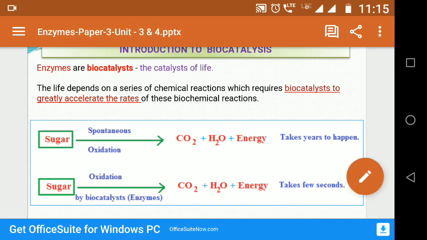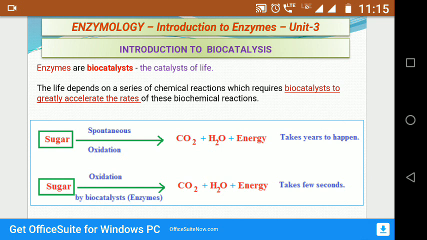Biocatalyst, we have already seen the definition of enzymes. Enzymes are simply biocatalysts, the catalysts which are present inside living systems. They are called enzymes or biocatalysts. Life depends on a series of chemical reactions which require biocatalysts to greatly accelerate the rate of these biochemical reactions.